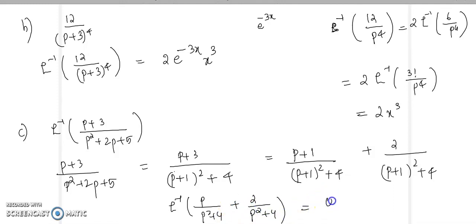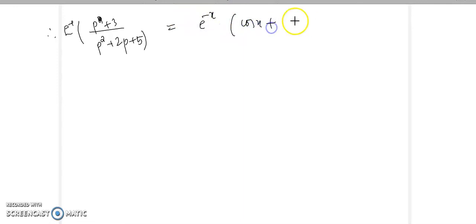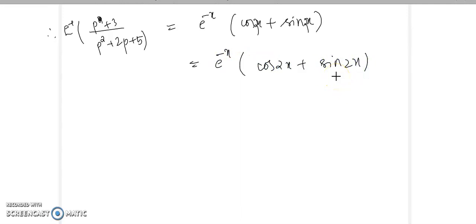cos 2x plus sin 2x. Now multiply e raised to minus x with that. So that gives the required solution. So therefore L inverse of p plus 3 by p square plus 2p plus 5 will be equal to e raised to minus x cos x plus sin x. So that is the required solution. So it is not cos x and sin x, sorry. It is cos 2x and sin 2x. So that is e raised to minus x into cos 2x plus sin 2x. So that is the required inverse Laplace transform.